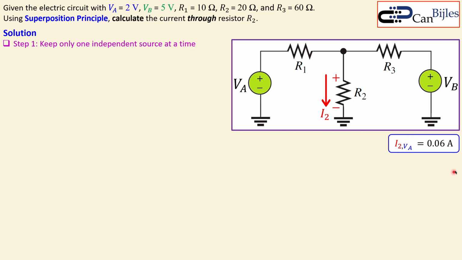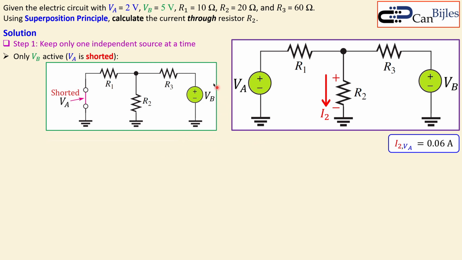Okay, now let's keep it here for reference and move on to the next one, because we also have the VB. So only VB active, that means VA is now shorted. So the circuit becomes like that. So we leave only VB in the circuit, and you see that VA is shorted. Now you get a similar procedure. You get this current here, but now it is due to VB only.